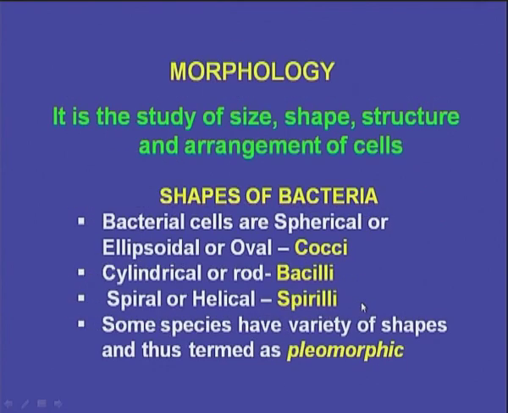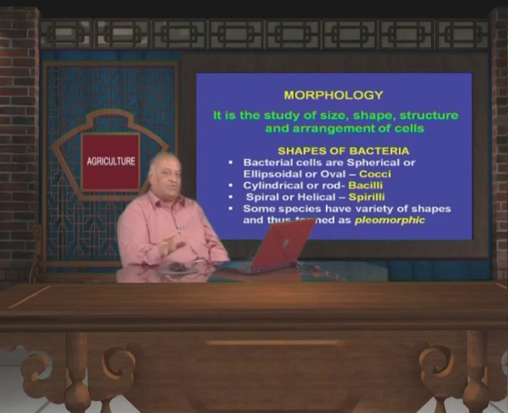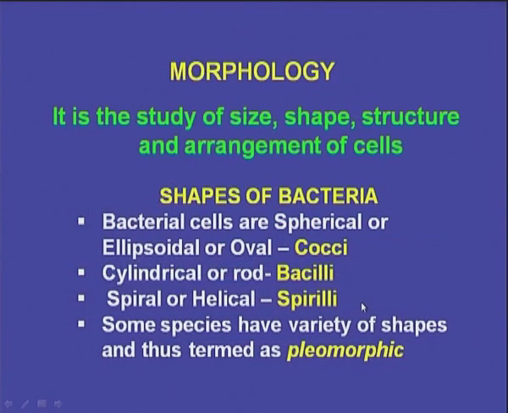Then morphology is the study of the size, shape and structure of the bacteria and how the bacterial cells are arranged, and this type of morphology actually helps scientists to classify them in a particular order, by which we can easily study the organisms and classify them into different classes and phyla. Here we are discussing the shapes of bacteria first. Bacterial cells that are spherical, ellipsoidal or oval are called cocci. Cylindrical or rod shaped are bacilli, spiral or helical are spirilla, and some species have varieties of shapes and are thus termed pleomorphic in nature.